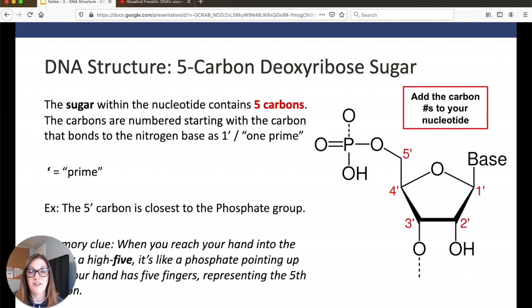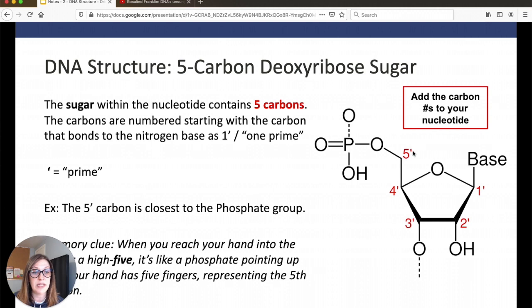Let's go back to the fact that we talked about how this sugar is 5 carbons. So this is a 5-carbon sugar. The first carbon is here close to the nitrogen base. And so starting with this first carbon next to the nitrogen base, we have 1, 2, 3, 4, 5. And remember that carbon atoms are not always labeled. So we start with the base and then we end with the carbon close to this phosphate group.